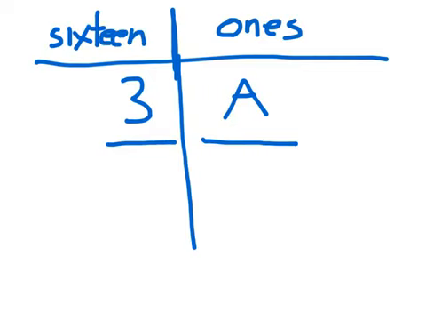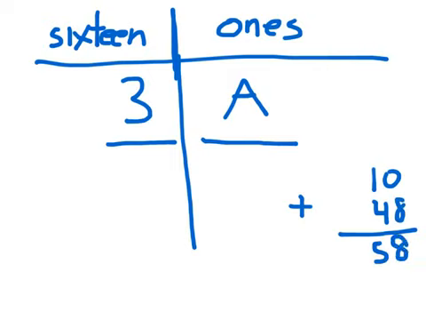So what we're saying here is we have an A in the ones place, which is 10, and we have a 3 in the 16's place. And you could plug that into your calculator and you get 48. So the answer is 58. That's how you convert hexadecimal to decimal.